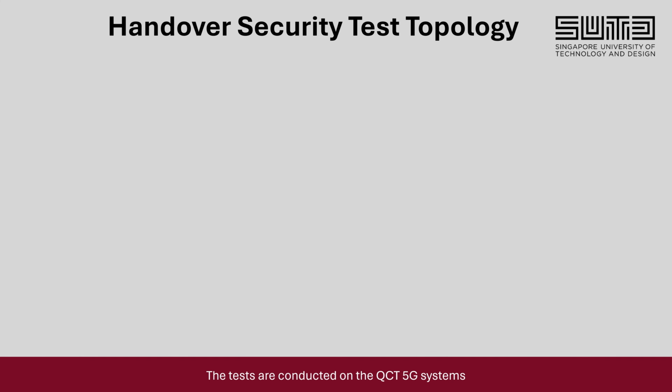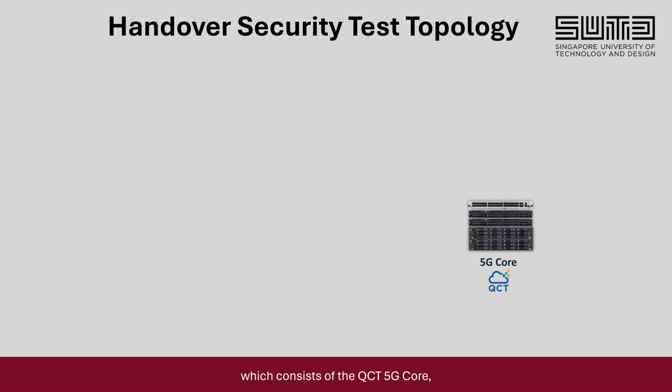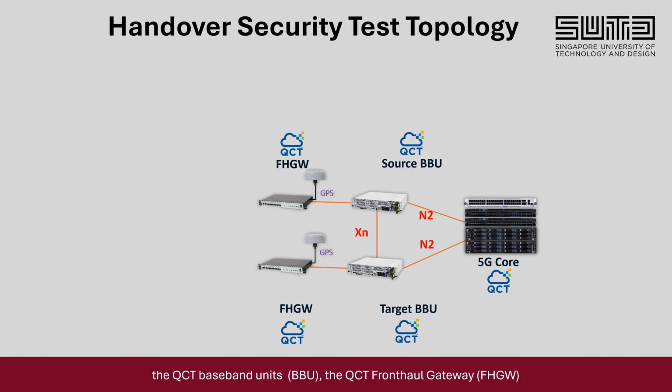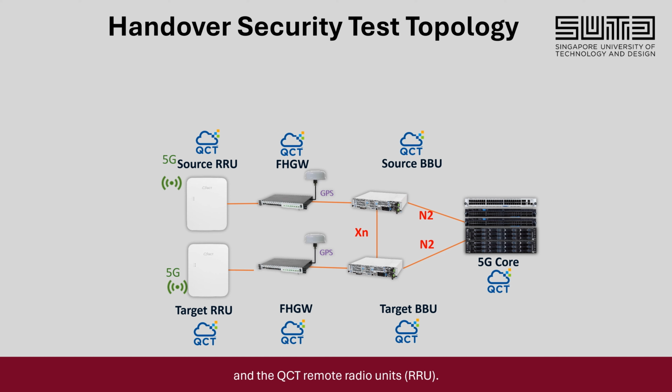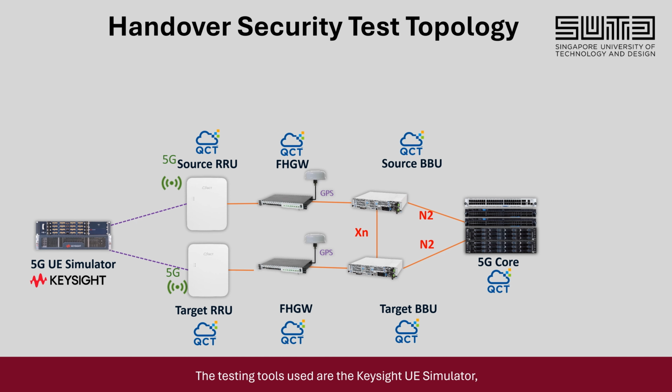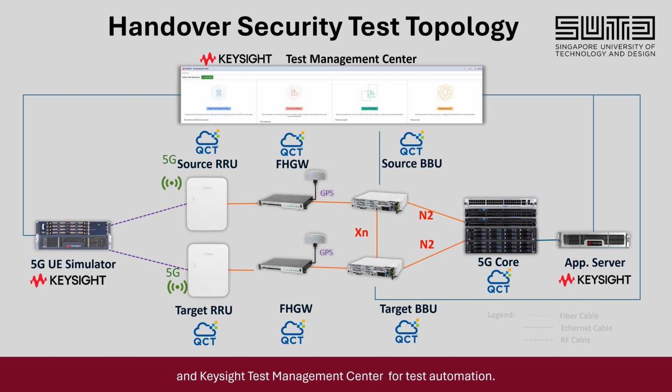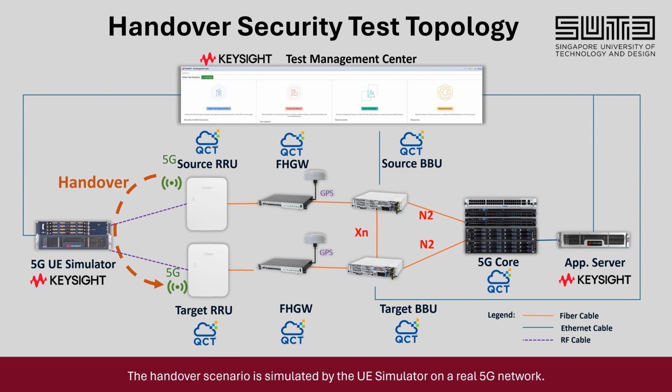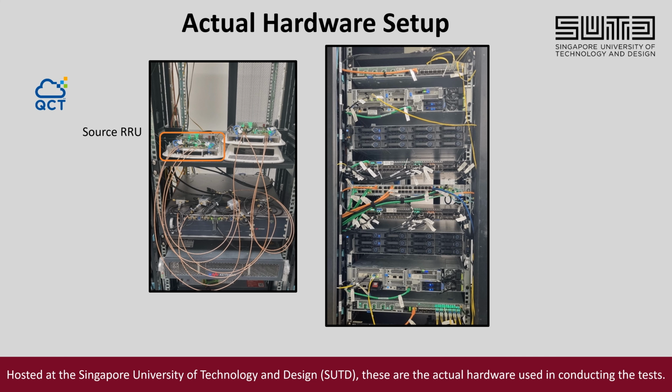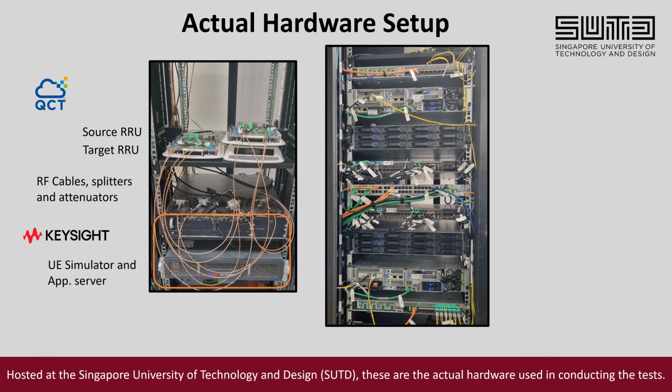The tests are conducted on the QCT 5G system, which consists of the QCT 5G core, the QCT baseband units, BBU, the QCT fronthaul gateway, and the QCT remote radio units, RRU. The testing tools used are the Keysight UE simulator, the Keysight application server, and the Keysight Test Management Center for test automation. The handover scenario is simulated by the UE simulator on a real 5G network, hosted at the Singapore University of Technology and Design, or SUTD. These are the actual hardware used in conducting the tests.